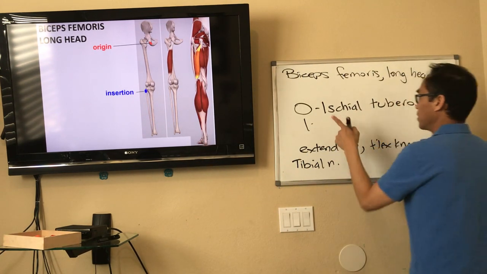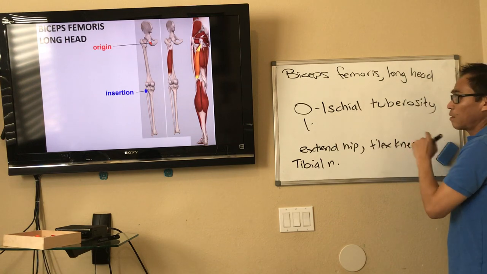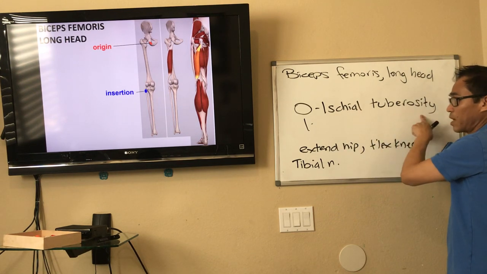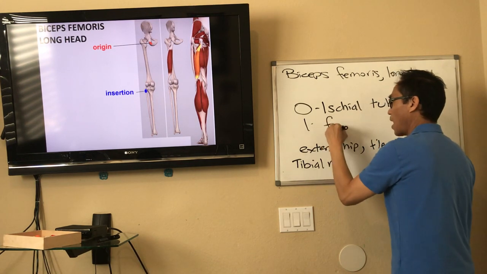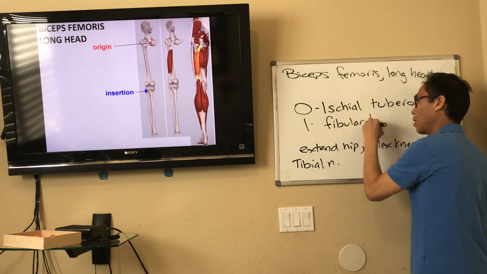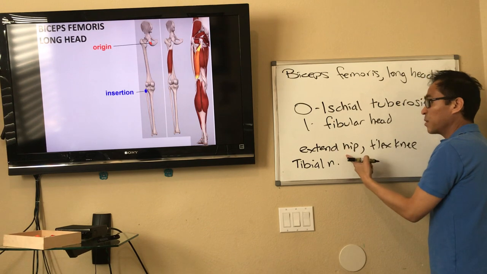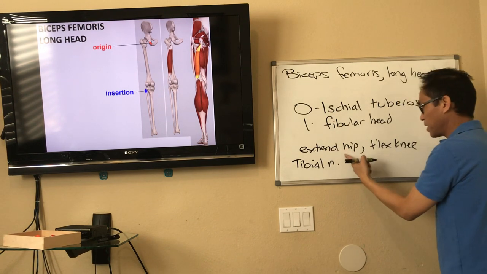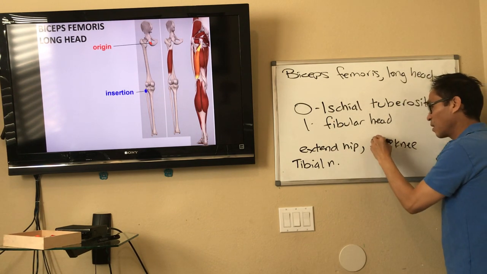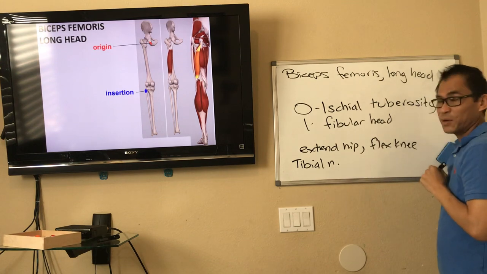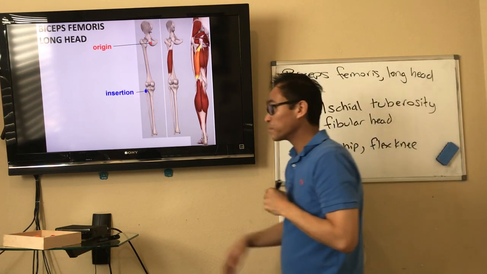So this is the same. The biceps femoris long head originates on the ischial tuberosity. It inserts on the fibular head. Remember, fibula means lateral. And so this muscle crosses two joints, and it can extend the hip and flex the knee, and it's innervated by the tibial nerve, so that's all the same.